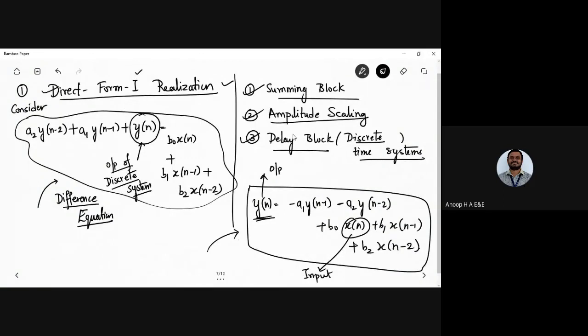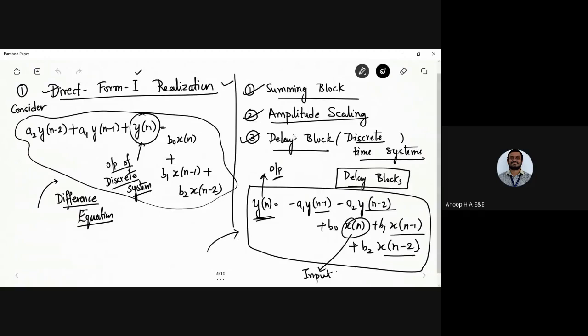Now all these terms I have referred to here, that is x of n minus 1, x of n minus 2, y of n minus 1, y of n minus 2, are generally related to the delay blocks. So I'll be recalling the delay blocks again. I need to see to it that these delay blocks are introduced carefully to get the output of the system. That is one thing which is quite important for everyone.